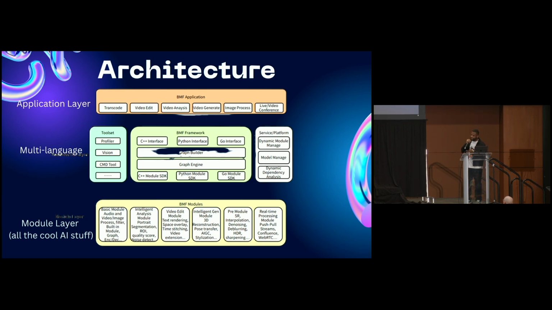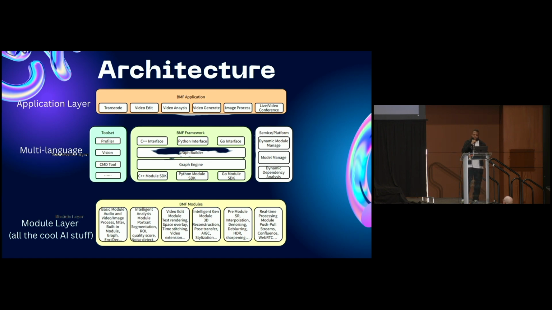In the application layer at the top, there's support for a diverse range of requirements, including video editing, analysis, live streaming, and video conferencing to fulfill these needs. The underlying module layer on the bottom, the second layer there, houses separate functions like encoding, decoding, efficient segmentation, video rendering, and also 3D reconstruction, all organized into distinct modules that you can create and basically plug into BMF whenever you want on the fly.